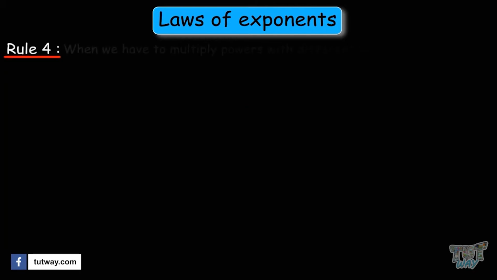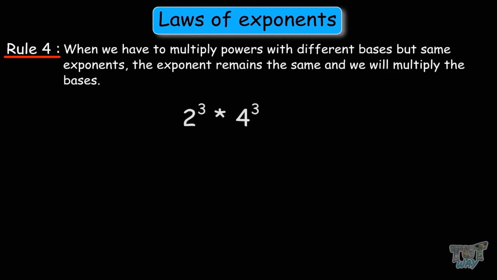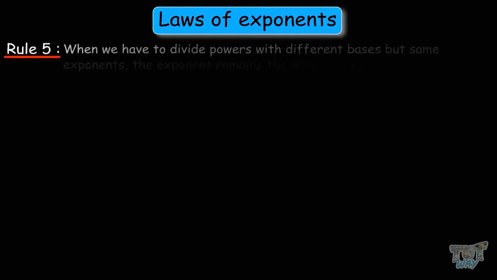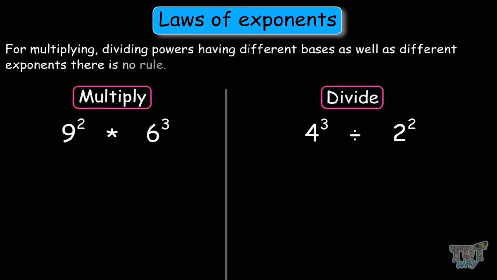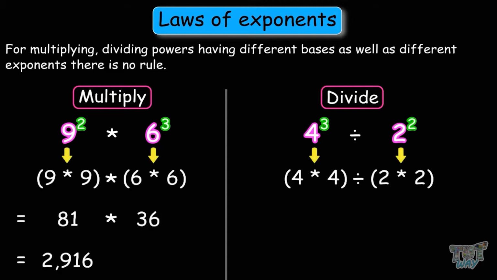And the next rule is, when we have to multiply powers with different bases but the same exponents, the exponent remains the same, and we will multiply the bases. Another rule. When we have to divide powers that have the same exponents but different bases, we only divide the bases and exponents remain the same. And for multiplying, dividing powers that have different bases as well as different exponents, there is no rule. You just simplify the powers and then multiply or divide the results, whichever the question asks.